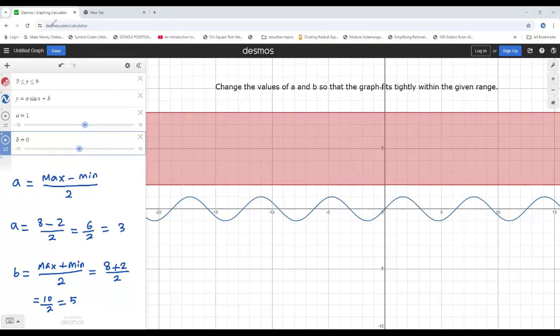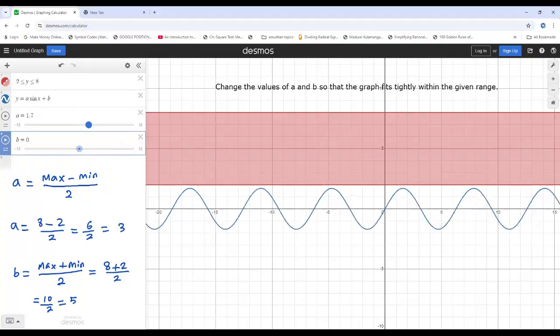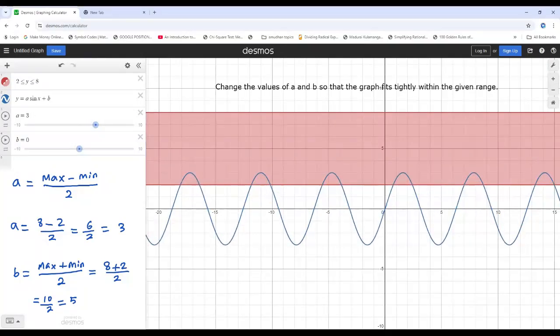Now we can use a slider to change the value of a. Already the value of a is 1 over here, so it has to be changed to 3, so that we can fit the graph tightly within the given range. Let me change the value of a from 1 to 3. For that I have to move the slider to the right side. Now I have changed the value of a to 3.